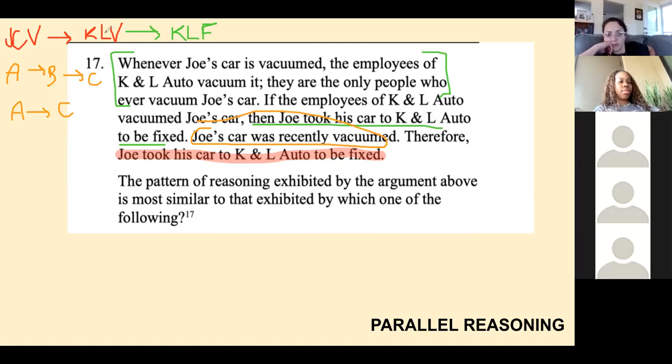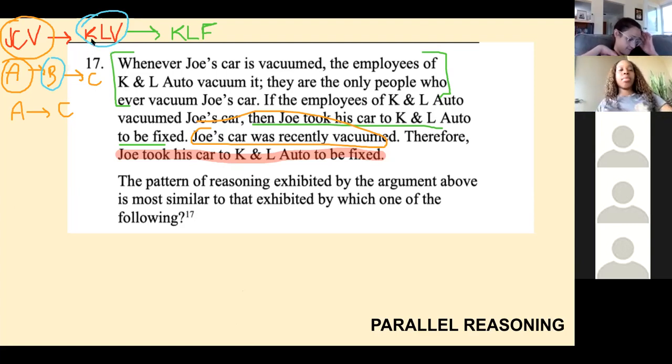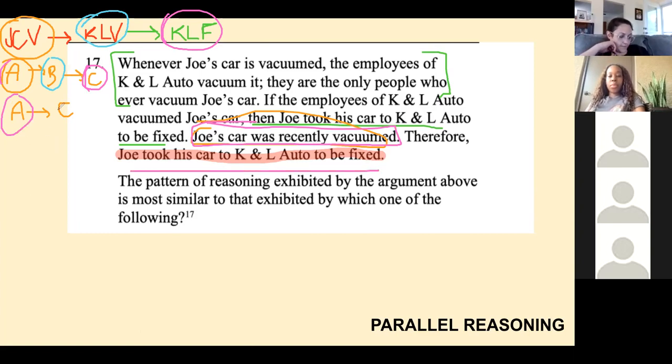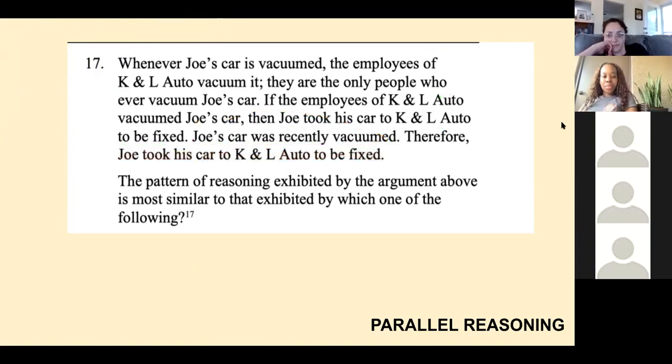Do we see how that lines up? Essentially what we did there: Joe's car being vacuumed is what I'm referring to as A. So if Joe's car is vacuumed, then we know that it was vacuumed by the employees of K&L, which is what I'm referring to as B. And if they vacuum it, that means that Joe took it to be fixed. And that's what I'm referring to as C. And then it gives us here that Joe's car was recently vacuumed, which is A up here. And then our conclusion is saying that it must have been to be fixed, and we're going to C. Is that yes, no? A little bit? Okay.